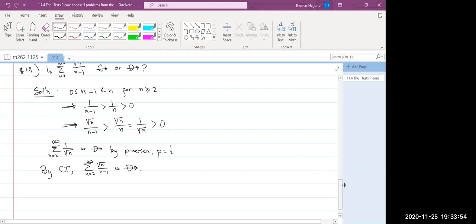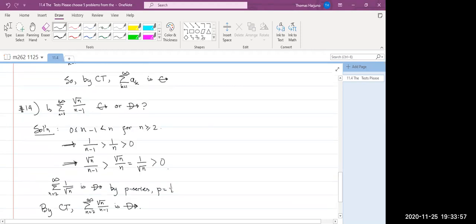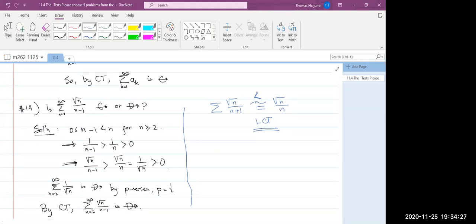But again, this technique does not help if I massage the problem into the series of square root of n over n plus 1. You can't use comparison here, but you still can use limit comparison test. Even though this one is smaller, when n is really large, they actually go pretty close. They behave very similarly.